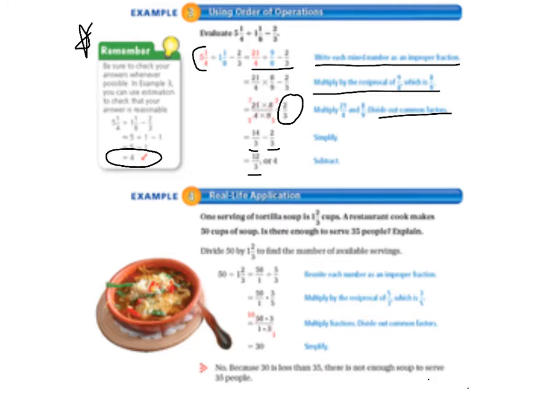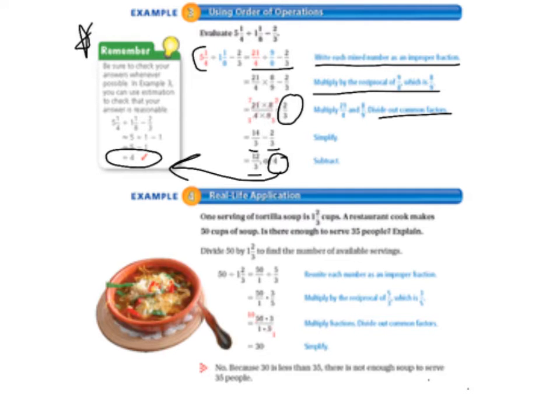So when we go to simplify that and make that not an improper fraction, we take 12 and divide it by 3, and we get 4. I'm going to check our estimation. Is 4 close to 4? It's pretty spot on. So finally, in example 4, we have a real-life application.